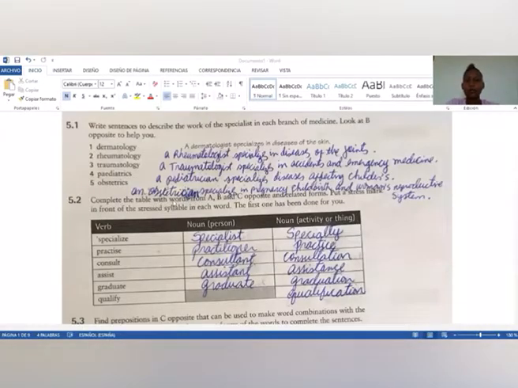Complete the table with words from A, B, and C opposite and related forms. Put the stress mark in front of the stressed syllable in each word. The first one has been done for you. Verb: specialize; noun, person: specialist; noun of the activity: specialty.